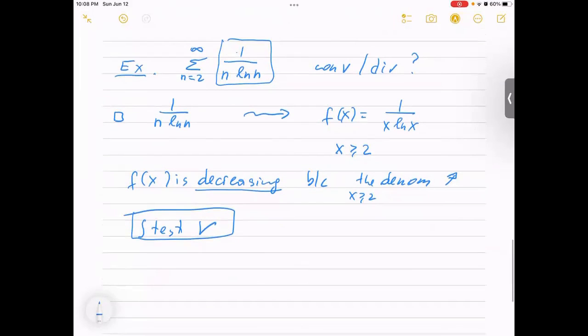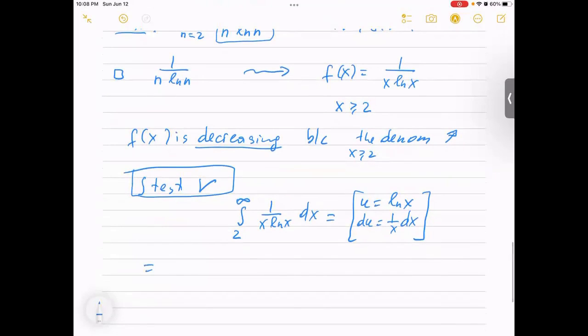So let's try to do it. From the series, we switch to the corresponding improper integral, and it's going to be from 2 to infinity. We're going to do the substitution u equals ln of x. Notice that du equals 1 over x dx. So you notice that 1 over x dx is what du is right here. So we're going to get 1 over u du. So we're going to get ln of u, from 2 to infinity.